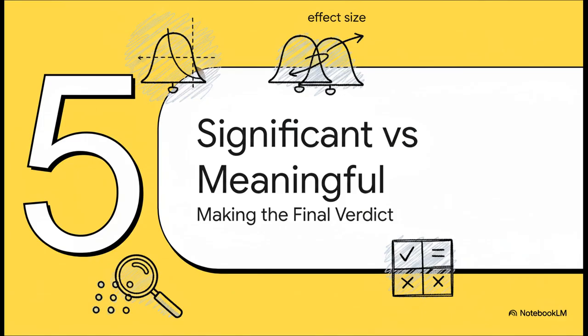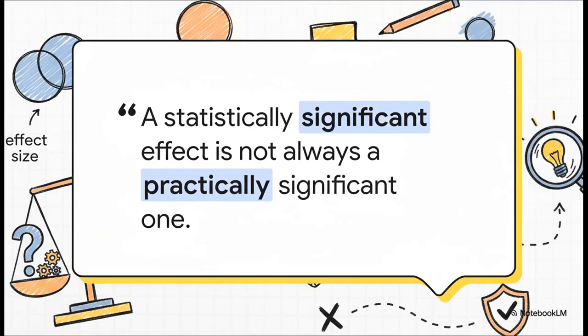All right, let's put all these pieces together. We've talked errors, we've talked effect size, we've talked power. So what does this all mean when it's time to make the final call on what our research actually found? And here we are. If you take one thing away from this whole talk, let it be this. A statistically significant result is not always a practically significant one.